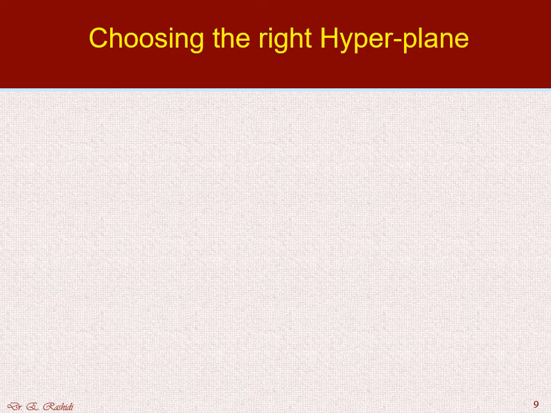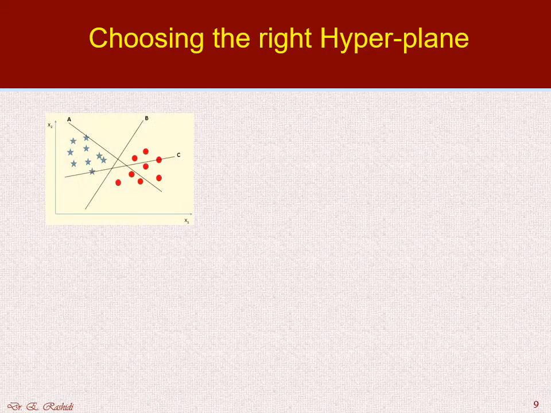Choosing the right hyperplane. When we want to select the best hyperplane, we want to maximize the margin. That means a clear differentiation between the classes. Also, we want to minimize the classification error. Let's see some examples here. In this figure, what do you think is the best hyperplane to distinguish the two classes? Is it A, B, or C?